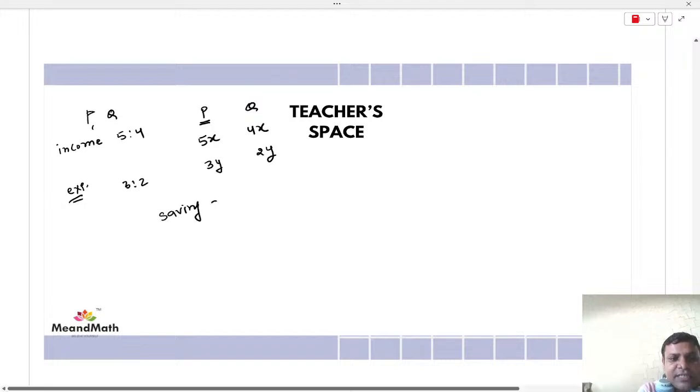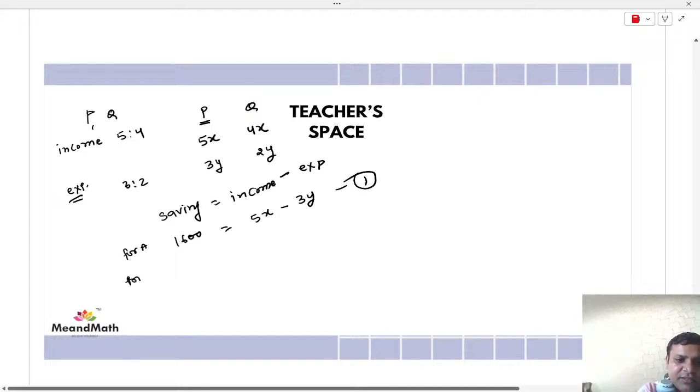Saving is always equal to income minus expenditure. The saving of both is 1600 rupees. So 1600 is equal to, what is the income? 5x. What is the expenditure? 3y. Equation number 1 here, for A.